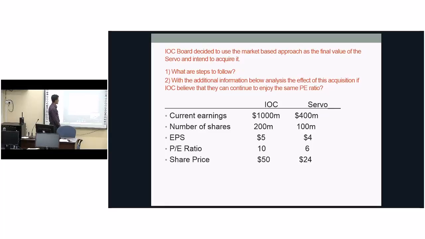Now, starting to answer the first question, I want you to quickly jot down some points. What are the main steps that IOC needs to follow if they are interested in taking over Servo? Okay, so I'll give you just 1 or 2 minutes to jot down the points or steps that you can remember in order to take this forward. Yep, let's quickly make some points. We discussed it at the last session, the main steps, or we call this the M&A process.